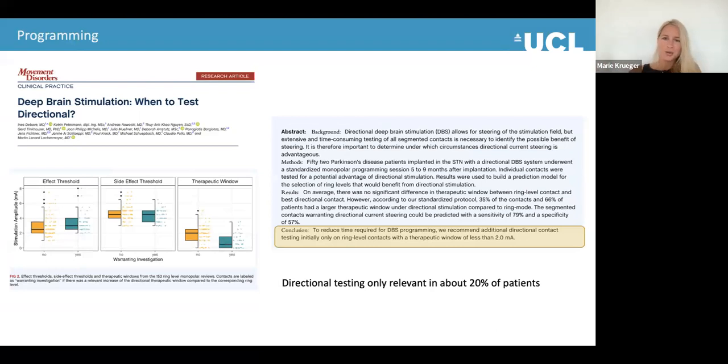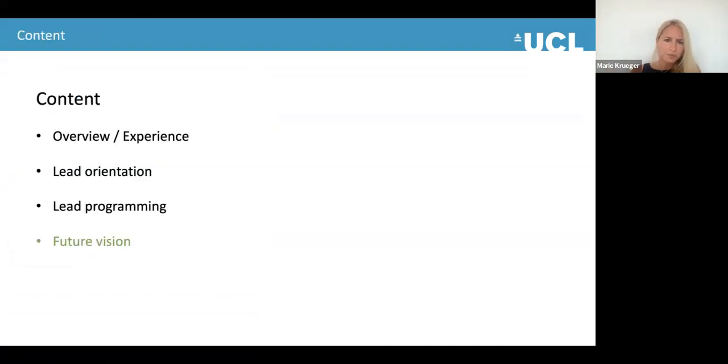So this is the other extreme, saying you don't have to use directionality unless you run into a problem. I spoke to Paul Kruck, who's one of the co-authors, and he says we're actually only doing the directional testing in probably around 20% of patients now, because you don't really need it that much.